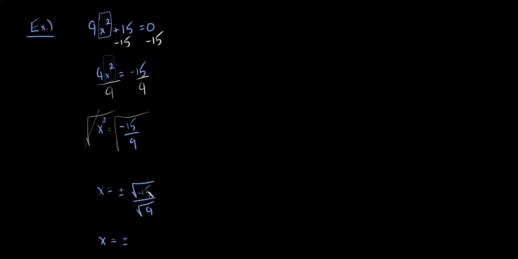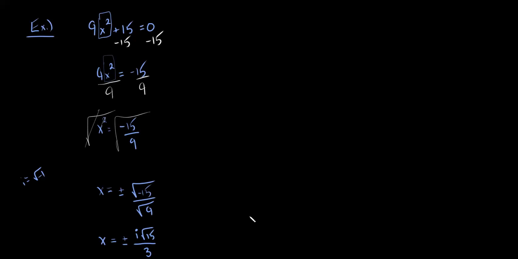Now we're finally getting into where solutions could actually be imaginary. So remember, i is the square root of negative 1. So what I can do is pull an i out. So that becomes i times the square root of now positive 15 over the square root of 9, which is 3. Okay, so those are 2 examples that are a dead giveaway.